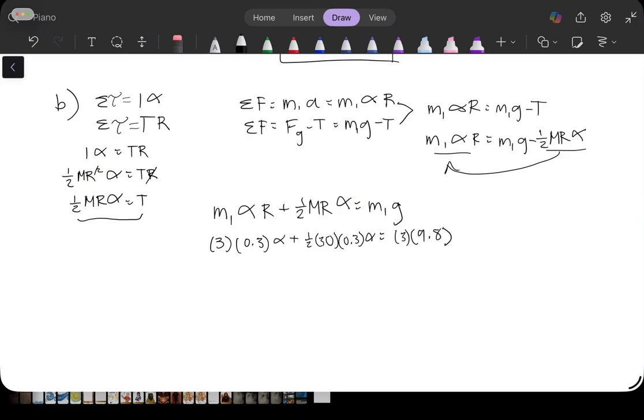And then this would end up simplifying to be 5.4 alpha on this side. And then on the other side, it's just 29.4. And then the way we would isolate for alpha is dividing both sides by 5.4, which will get alpha equals 5.44. And then don't forget our units.